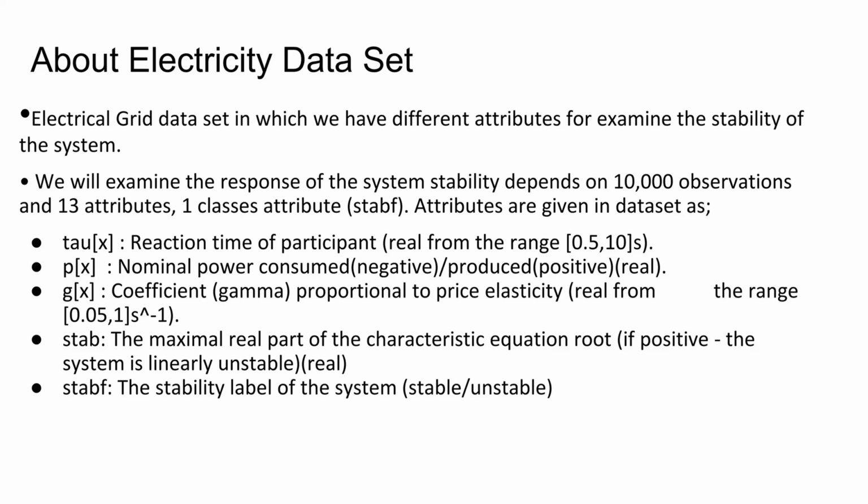Attributes are given in the dataset as: tau, x, the reaction time of participant, real from the range 0.5 to 10 s. P, x, nominal power consumed (negative) or produced (positive), real. G, x, coefficient gamma proportional to price elasticity, real from the range 0.05 to 1 s-1. Stab, the maximal real part of the characteristic equation root. If positive, the system is linearly unstable, real. Stab, the stability label of the system, stable/unstable.